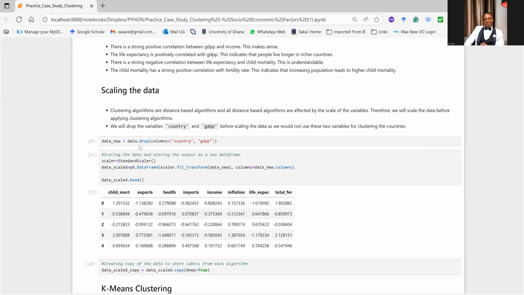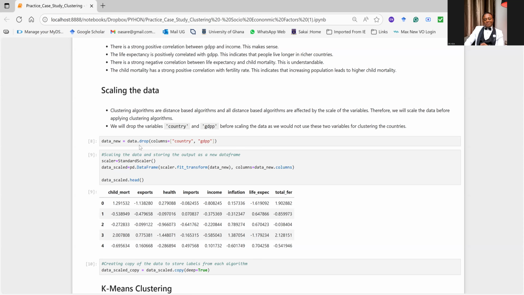Let's move on to the substantive matters. The next thing is to scale the data, because you're going to do clustering. Clustering has to do with distance-based algorithms. You're dealing with distances, and all distance-based algorithms are affected by the scale of measurement. So it is very important to standardize the scale before you apply clustering.